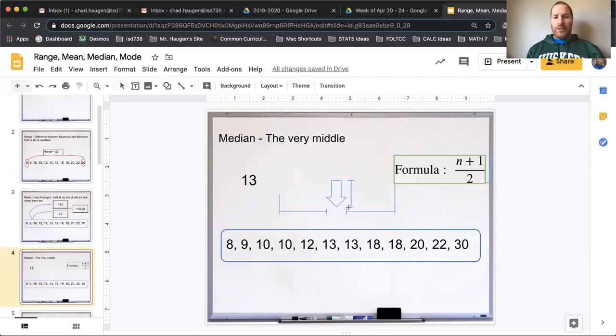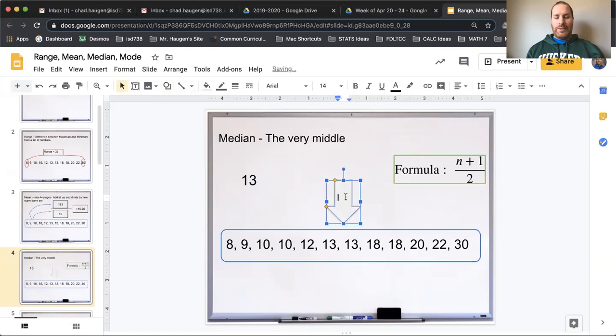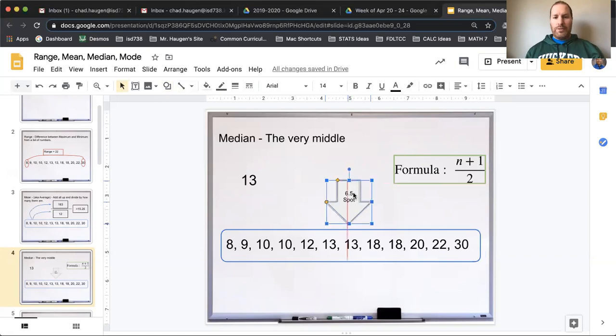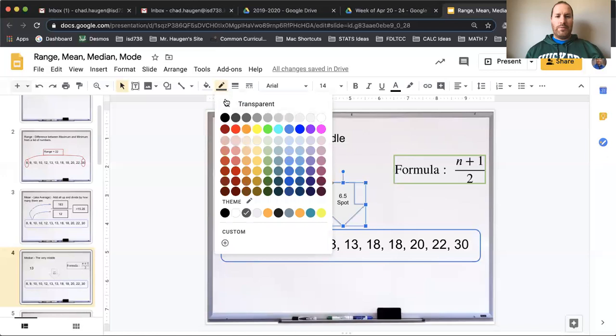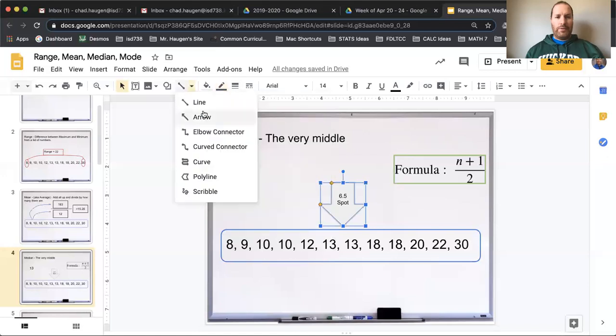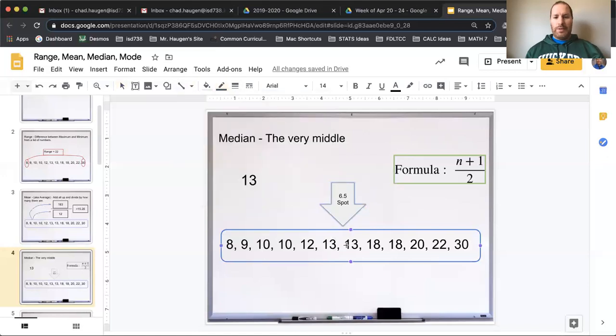So I'm going to figure this out. I should go to the 6.5 spot, right? That's what that formula tells me, is that I should go to the 6.5 spot, which is right in the middle. That's right here, 1, 2, 3, 4, 5, 6.5. It's kind of saying that's what we want. So I'm actually going to put a vertical line in that spot right here.